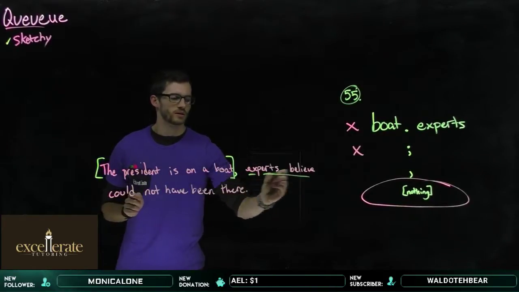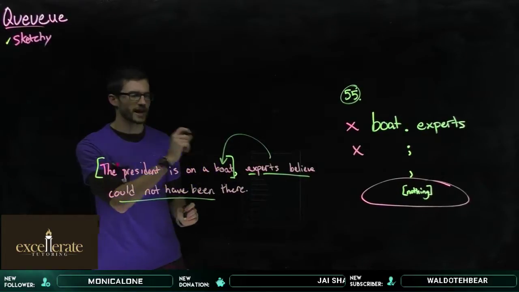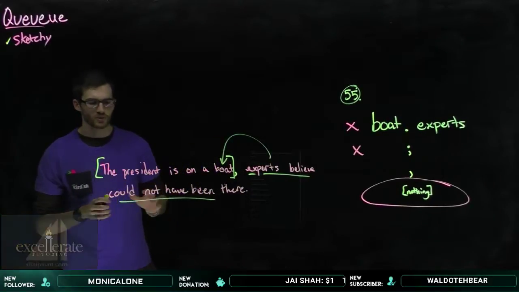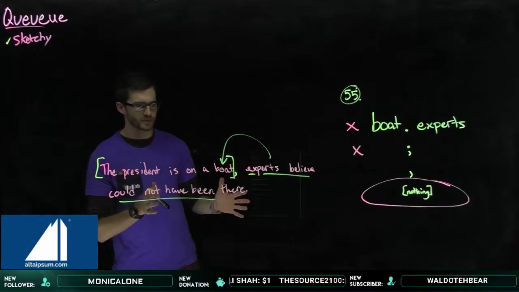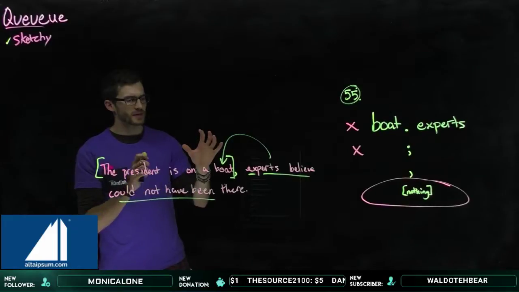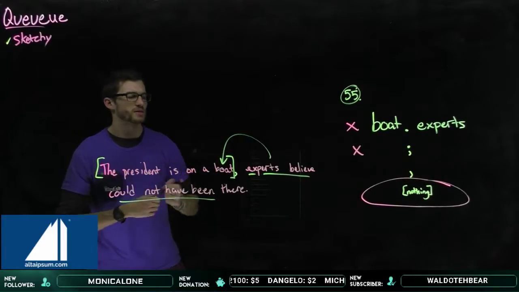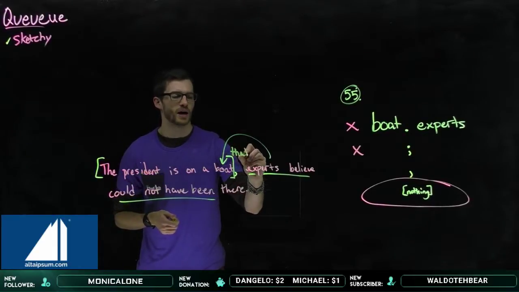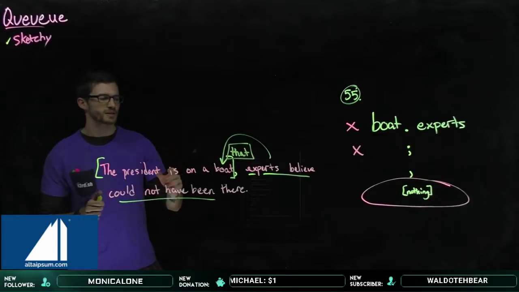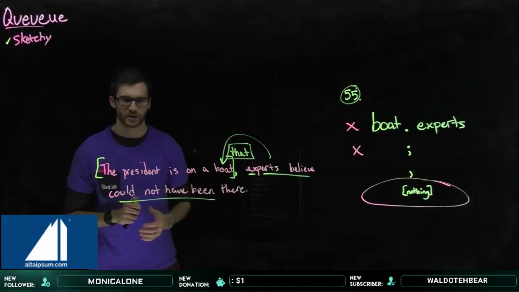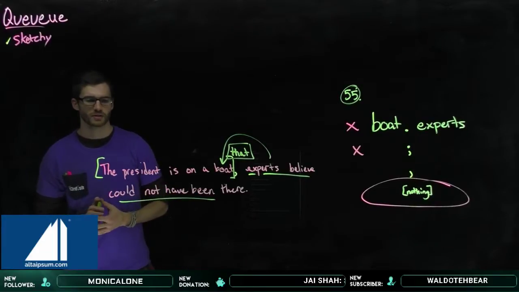This whole thing describes the boat, right? That's what it's describing. So if you say the president is on a boat, experts believe could not have been there, it doesn't explain it the right way. This word is implied. That, okay? The president is on a boat that experts believe could not have been there. Technically, it's not wrong to write this way.